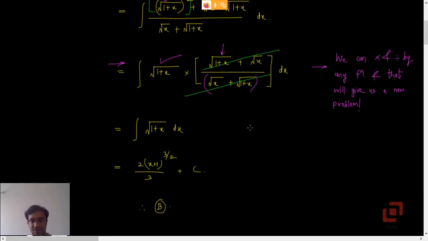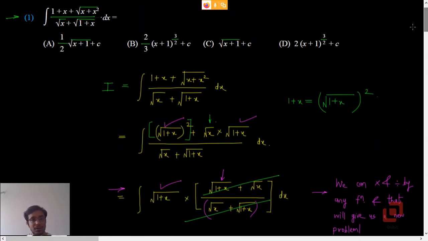Then use the x raised to n formula, and because x plus 1 is a linear function with coefficient of x equal to 1, the same formula will be applicable to x plus 1, which is x raised to n plus 1 upon n plus 1 plus c, and in our case the value of n is going to be 1 upon 2 because it is square root. So it will be 2 into x plus 1 raised to 3 by 2 upon 3 plus c, and that is option B, 2 upon 3 x plus 1 raised to 3 by 2 plus c.